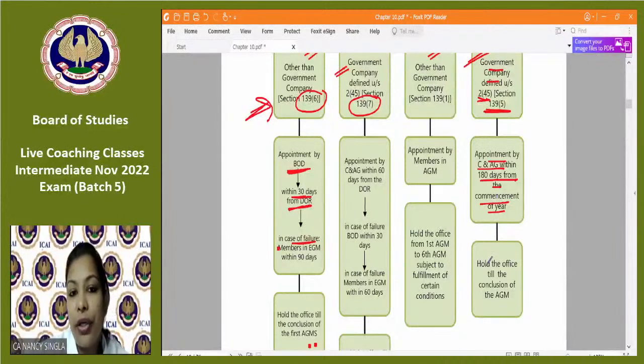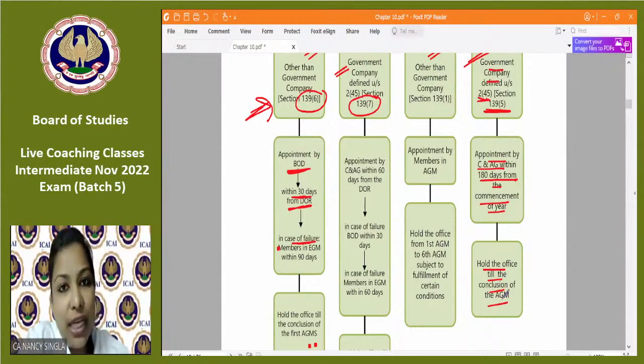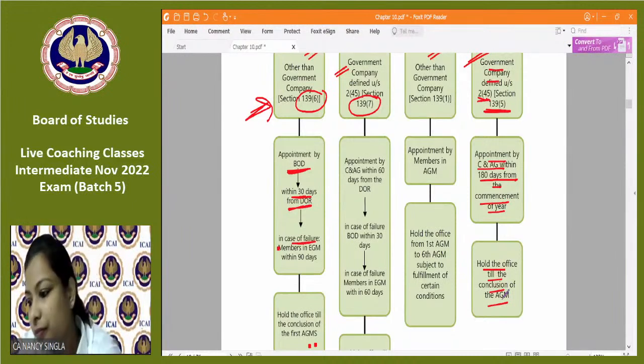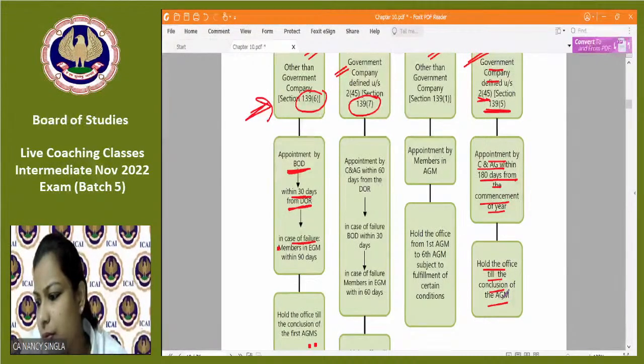And the auditor so appointed, he shall hold office till the conclusion of the AGM. जिस साल के लिए आपने अपॉइंट किया, within 180 days आपने अपॉइंट किया, उसके बाद जो भी AGM होएगा, till that AGM, the auditor, the subsequent auditor will hold the office as an auditor. ठीक है? Clear? हाँ चारू, you can always write that.